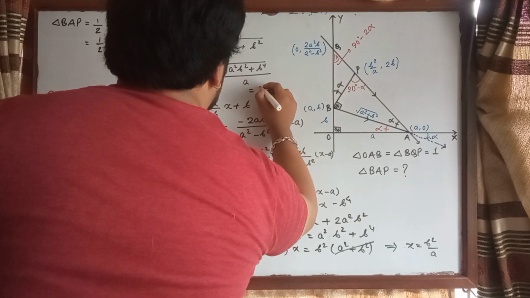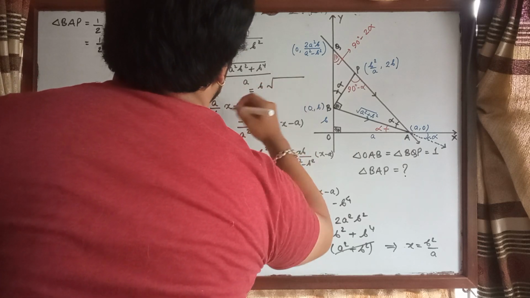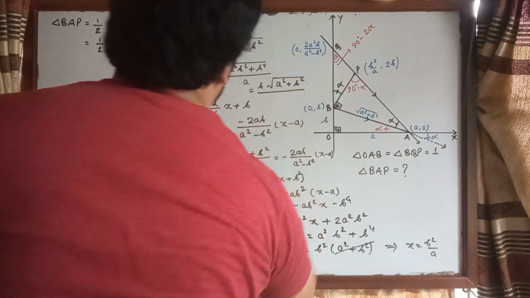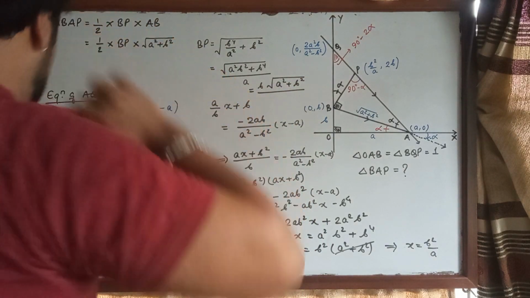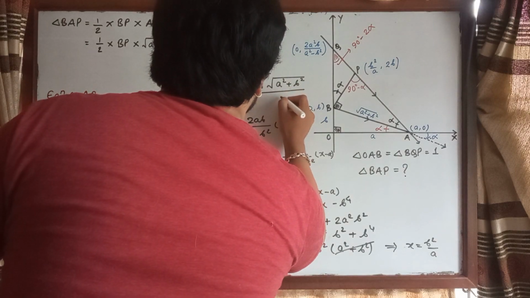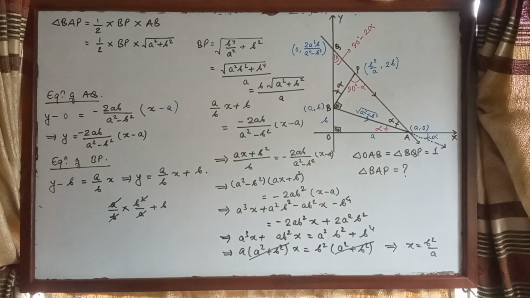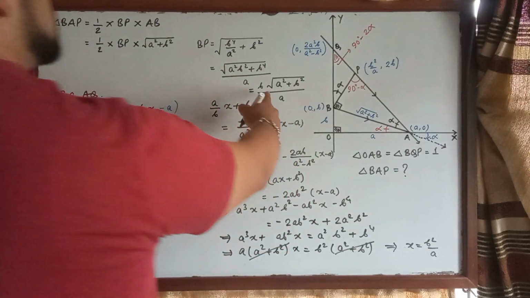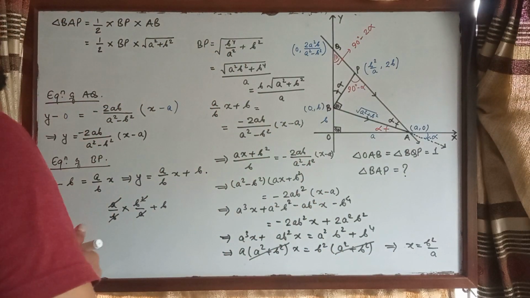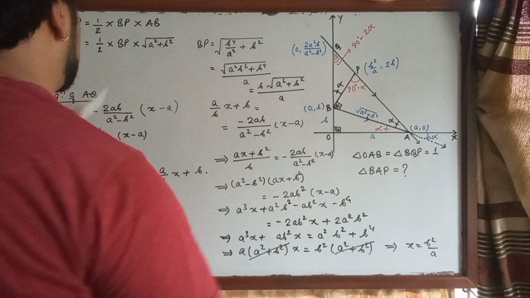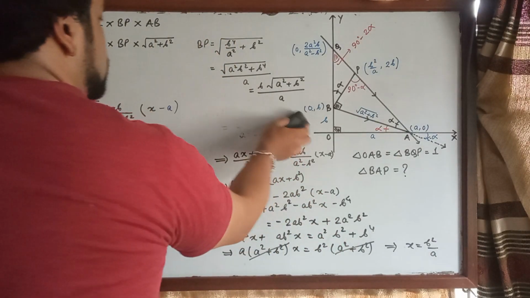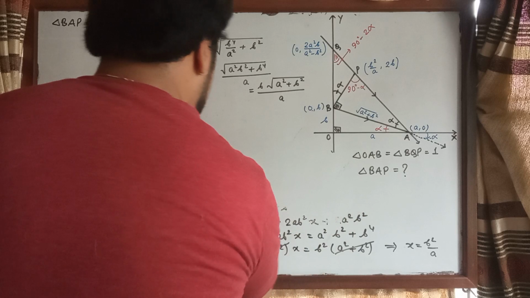We're going to get b square root of a squared plus b squared all over a, like this. And if we take that, we're going to cancel out something else from here. That's what we're going to take.